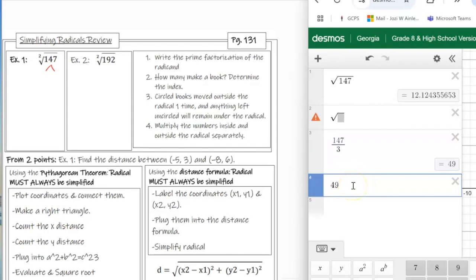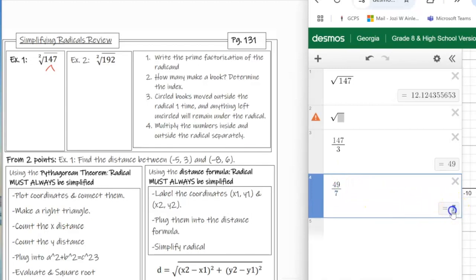I'm going to break 49 down. Again, I'm going to start off with checking 2. It does not work because it is a decimal. I'm going to check 3. It doesn't work because it is a decimal. Check 5. So I'm checking the prime numbers, but if you don't know the prime numbers, just go in order. You're just going to keep going until you see it works. All right, 7 works, and it leaves me a balance of 7, and 7 is a prime number.